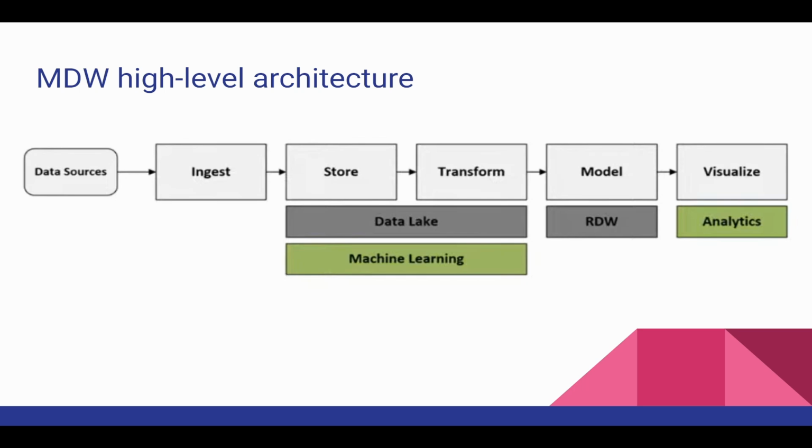Because processing is no longer done inside of the relational data warehouse. Storage of raw data is no longer done inside of the relational data warehouse. It's decoupled, and every part of this system does what it can do best.